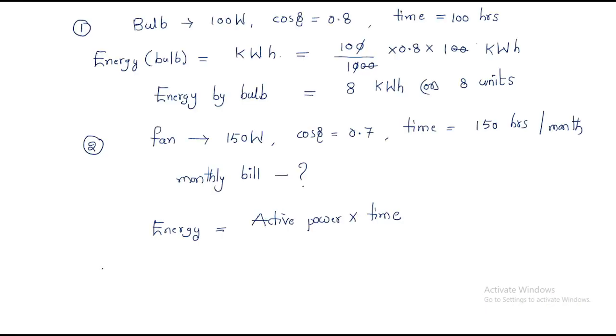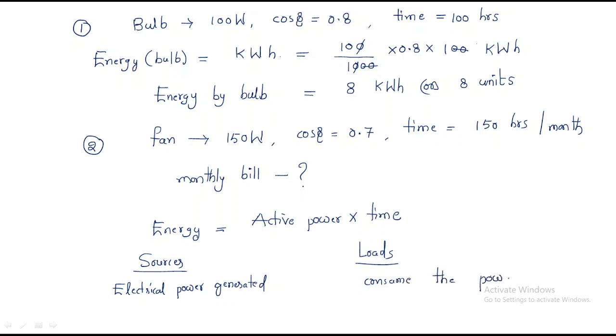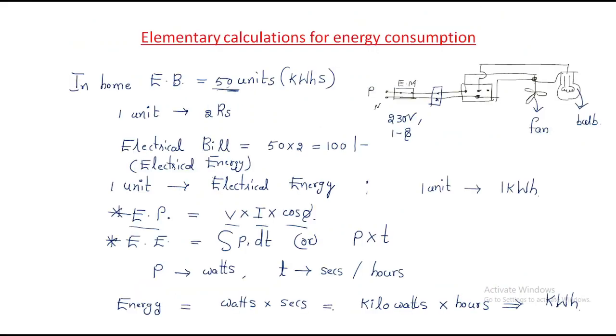Energy is generated by sources. Electrical power is generated by generating stations, and loads consume the power. Understand? Generating stations generate the electric power, and loads are nothing but everything in our home: fan, bulb, etc. All are loads. I think all of you understand this. These are the elementary calculations for energy consumption.